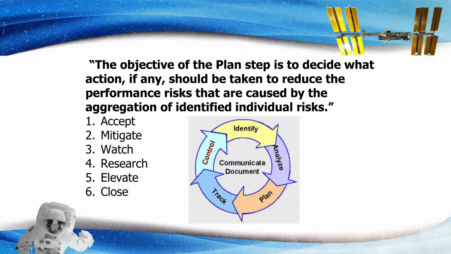There are 6 steps involved when it comes to risk management planning. Number 1. Accept. A certain level of performance risk can be accepted. Number 2. Mitigate. Mitigation actions can be developed which address the drivers of the performance risk. Number 3. Watch. Risk drivers can be selected for detailed observation. Number 4. Research. Research can be conducted to better understand risk drivers. Number 5. Elevate. Risk management decisions should be elevated to the next highest level of management. Number 6. Close. An individual risk can be closed when all associated risk drivers are no longer considered potentially significant.